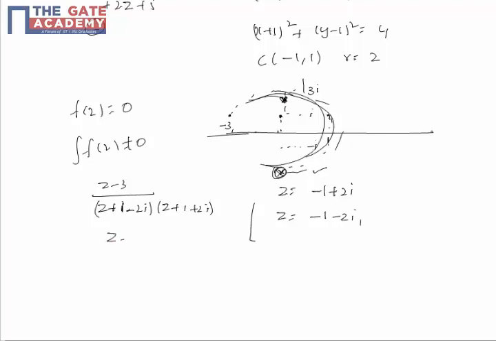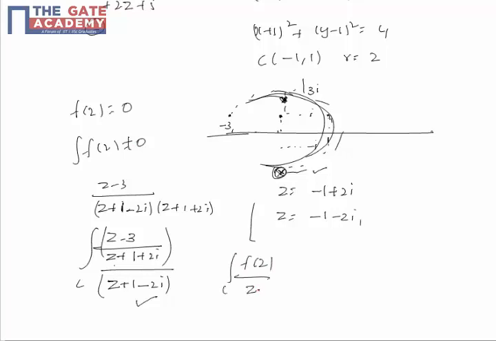Now we have to write the part of the function as f of z where the function does not have poles inside the curve. This can be written as (z minus 3) by (z plus 1 plus 2i), and then 1 by (z plus 1 minus 2i). So this is a pole which gives a value which is not equal to 0 to the particular function. Now the Cauchy integral formula says the integral of f of z by (z minus a) is equal to 2 pi i into f of a.